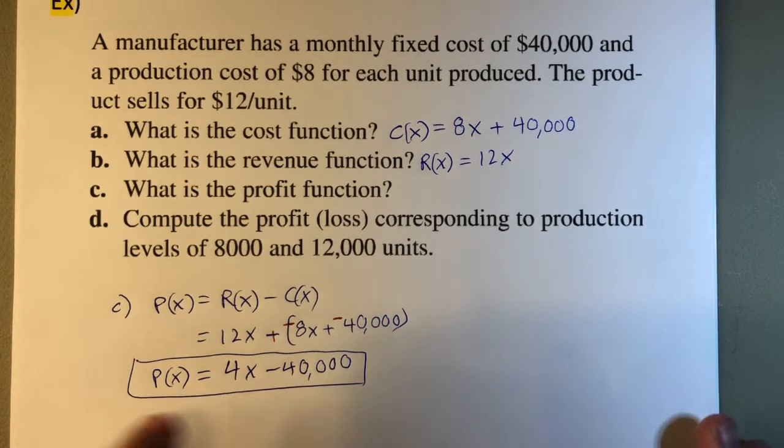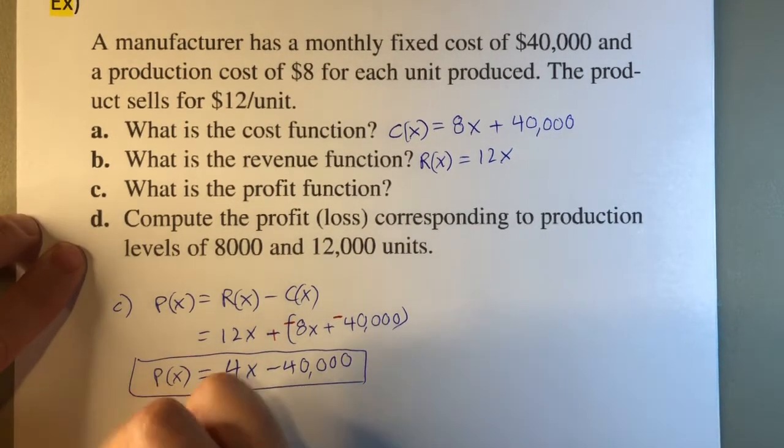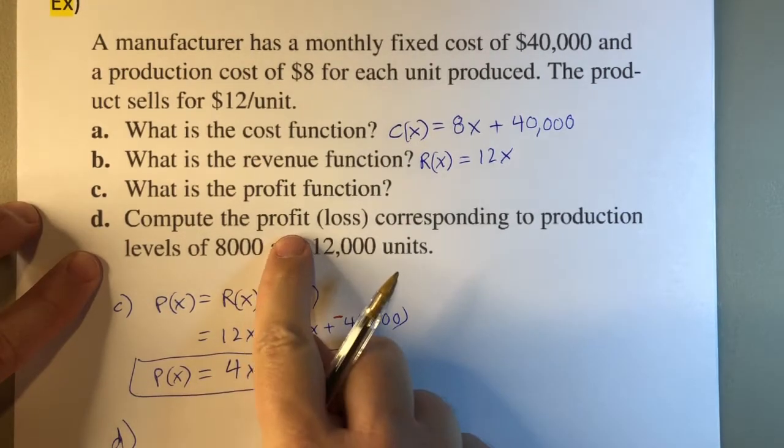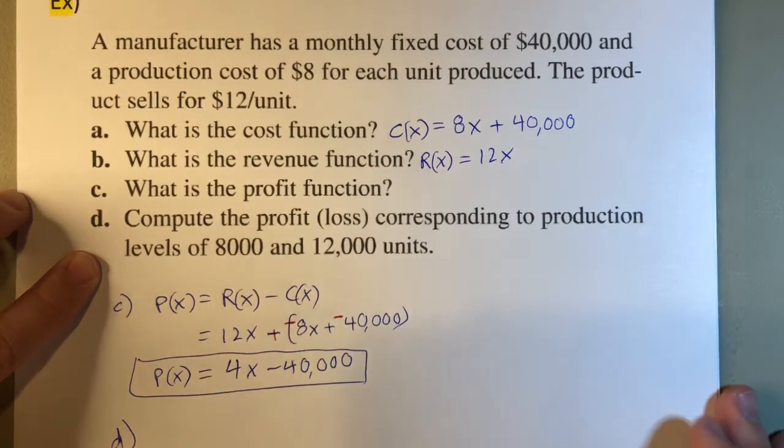Okay, and we could obviously figure that out. If you wanted to see where you break even with profit, you can let this be equal to 0, and then solve for X. But anyway, we're not asked to do that here. So let's go on to letter D. Compute the profit or loss corresponding to the production levels of 8,000 and 12,000 units.